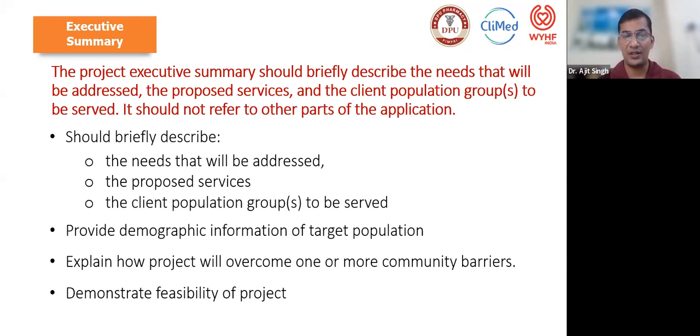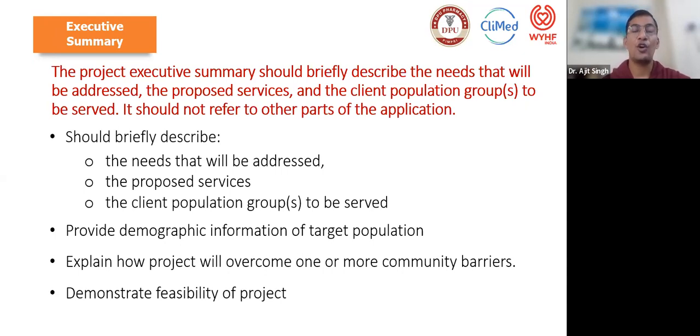And then explain how your project will overcome one or more community barriers. As we are discussing, we always do research projects just to address community problems, community issues, or community hurdles and barriers, whether it's pandemic, endemic, waterborne disease, or anything. So we should clearly explain how the project will overcome these barriers, and demonstrate the feasibility of the project.